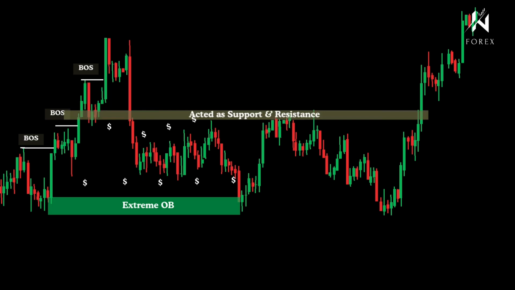Now, on the chart, we can also identify a strong area that has acted both as support and resistance.